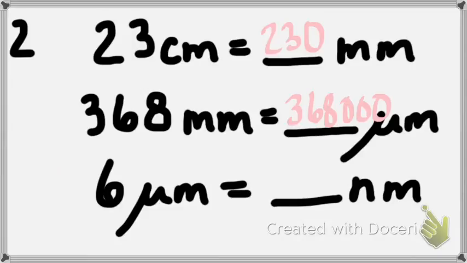Because it takes 1,000 micrometers to make a millimeter, we have 368 millimeters, so we have 368,000 micrometers. Okay, then lastly, we're going to take 6 micrometers and convert them to nanometers. That one's easy, 6,000. Everybody okay on that one? The conversions? So we used the values we wrote down for number 1 to make the conversions on number 2.